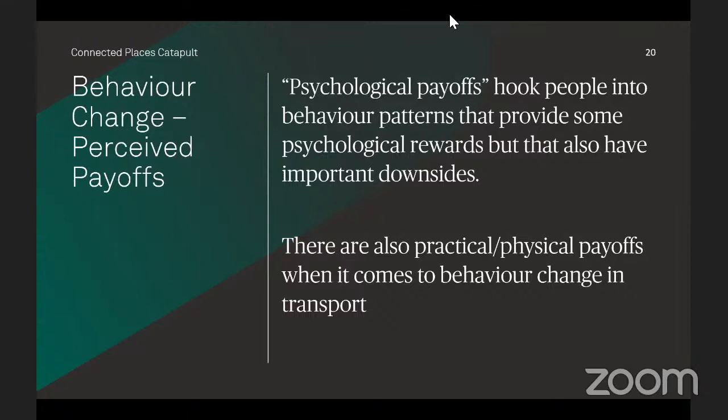So the way to overcome this is to identify what people see as the payoff and then promote this in the alternative travel method. So as Steve mentioned, some of the payoffs that people do identify are comfort, privacy, and safety. So if we go to the next slide, please.